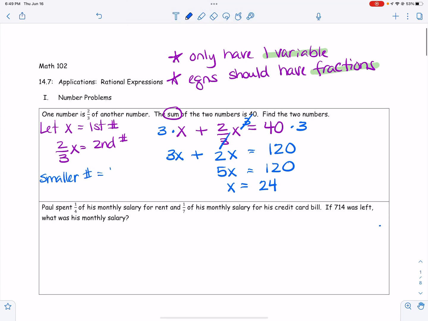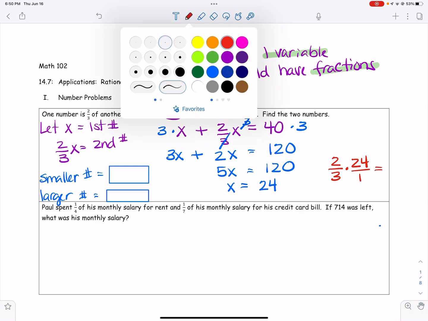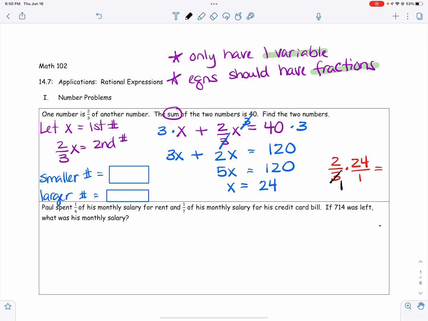Now, the way Hawkes is going to present it is they're going to have the smaller number and you will have a box to fill out, and then they will say the larger number, and you will have a box to fill out. So once we find what one number is, x is 24, now I can take 2/3 of that. So I will multiply 24 times 2/3, and that's going to give me 3 goes into 3 once, 3 goes into 24 8, and 2 times 8 is 16. So the smaller number is 16, and the larger number is 24.